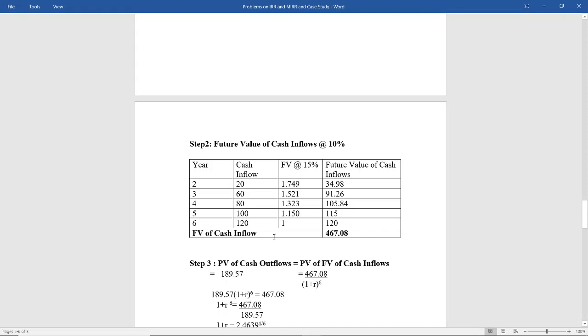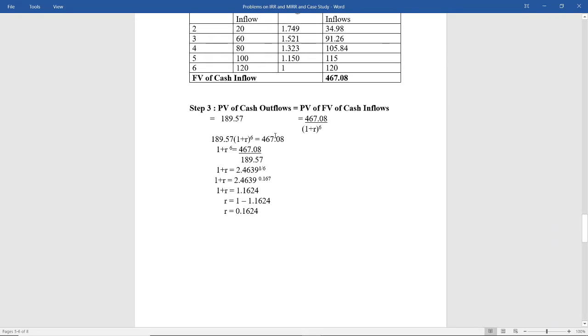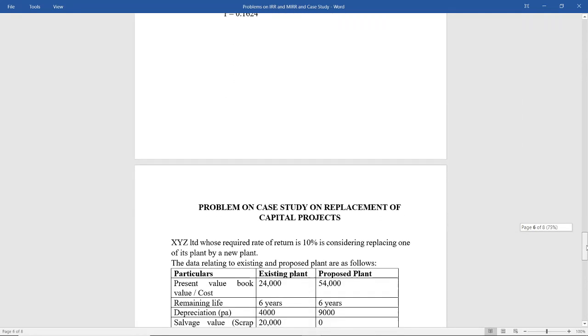So you just multiply, you get PV of cash inflows. Now third step is PV of cash outflows is equal to PV of future value of cash inflows. So this is step number 1, what answer we got? This is step number 2, what answer we got? Divided by 1 plus r raised to 6. What is 6? Number of years. Now whatever answer we are going to get as r is nothing but MIRR answer. Substitute it, solve this, you will get MIRR answer.